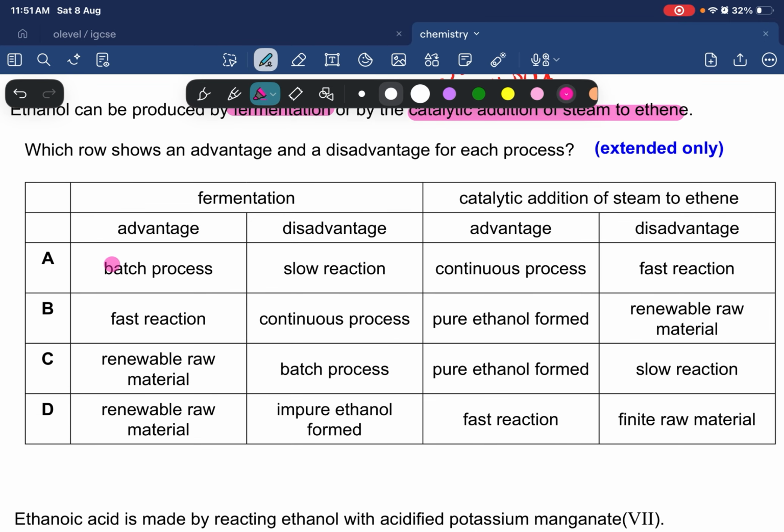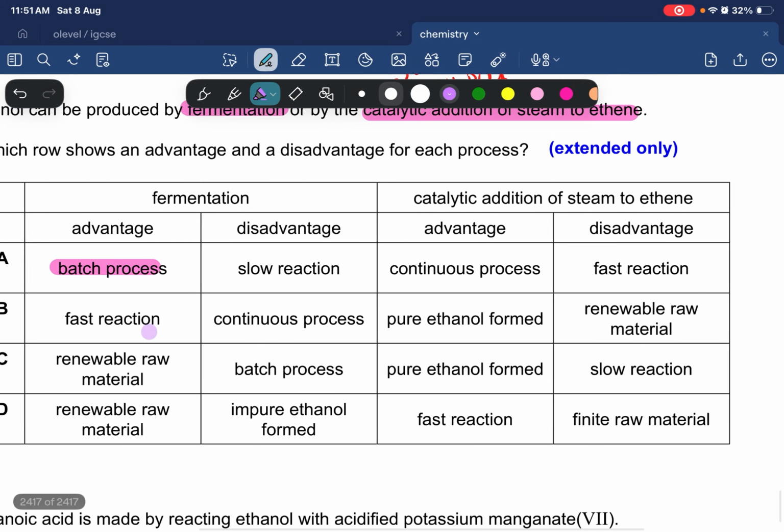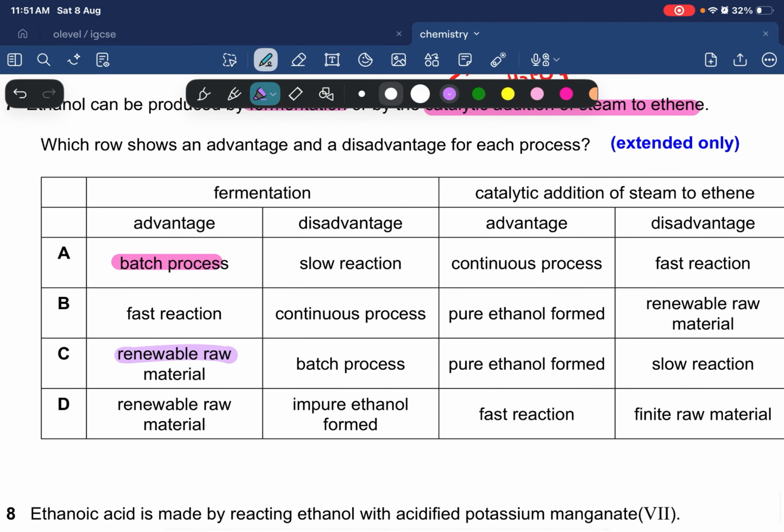Fermentation advantages: it's a batch process. Well, that's not an advantage. You would rather take a continuous process. Fast reaction? No, fermentation is slow. Renewable raw material? Yeah, that's correct, because I told you that for fermentation we use glucose, which is renewable. So this makes sense. Next, disadvantage: batch process, impure ethanol formed. Yeah, I think we should consider both.